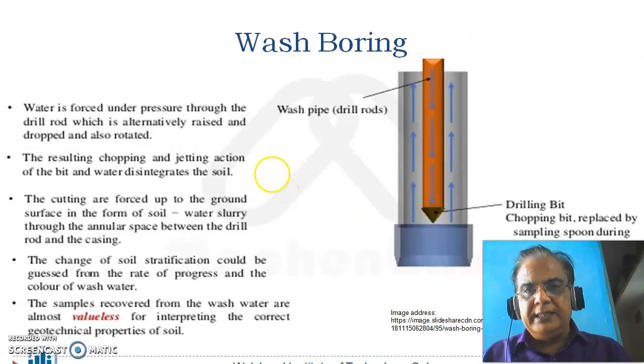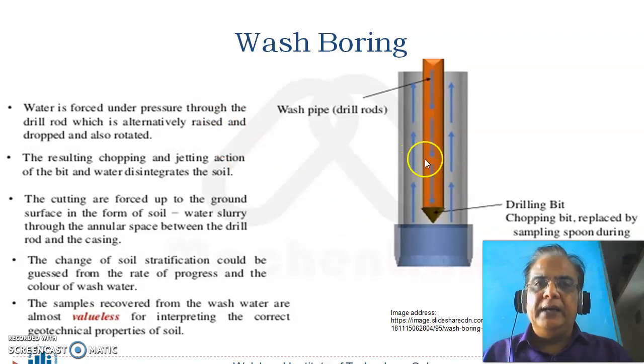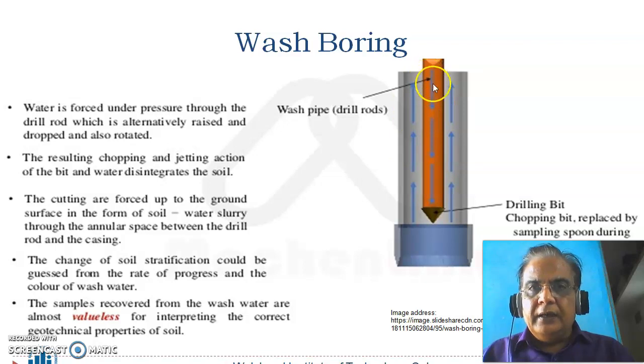Okay, so here you can see the annular space is between the drill rod and casing. So the water is allowed to pass through this pipe, and it helps to disintegrate soil at the tip, so that advancement of the tip becomes easier, and the slurry comes out after it gets mixed with soil. The water slurry comes out in the way arrows are shown on the left and right hand side.